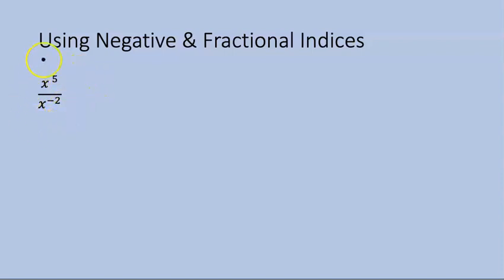Now, the first example we've got here is x to the 5 divided by x to the minus 2. In my earlier video where I talked about the index laws, we said that if we've got a fraction like this, we can also rewrite it as division. So x to the 5 divided by x to the power of minus 2. That means we've got to do 5 take away negative 2, which is 5 plus 2, that's 7.